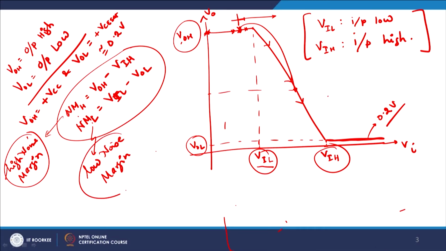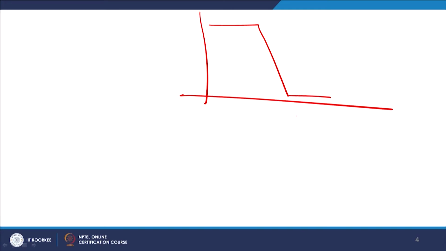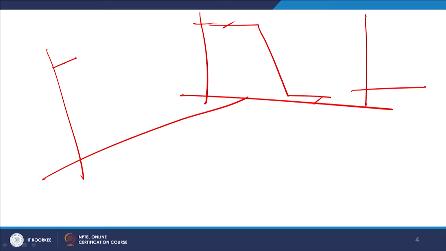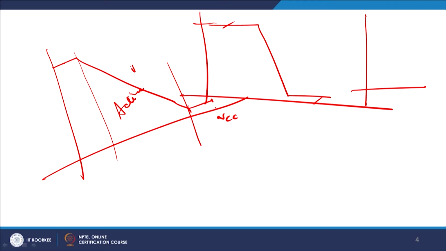So we have two noise margins, as I discussed with you: a high noise margin and a low noise margin, and we try to keep both noise margins as high as possible. If you want to use it for digital logic, then you keep your noise margins relatively high. If you want to use it as an amplifier, then keep this low, but increase the value of this transition active region, this is your VCC, then I can use it in the analog domain.